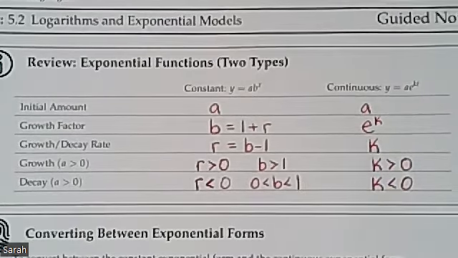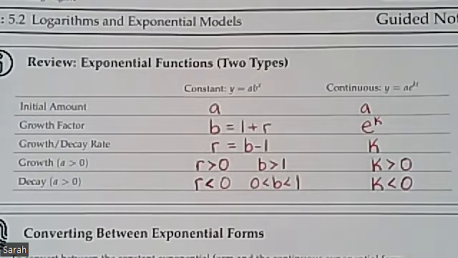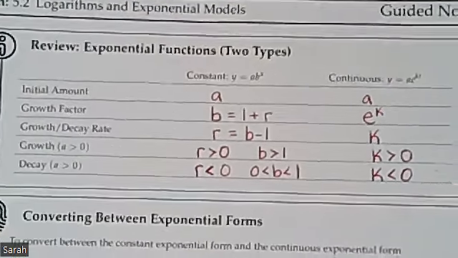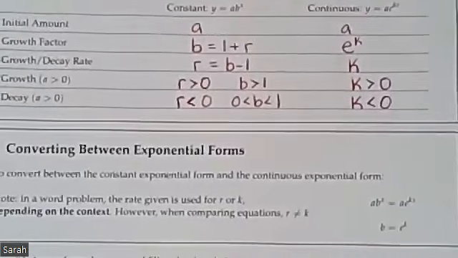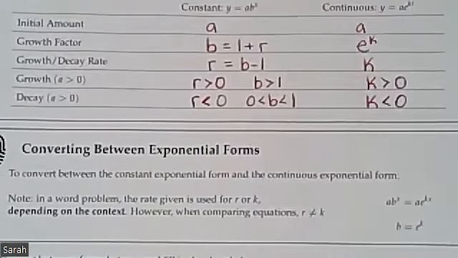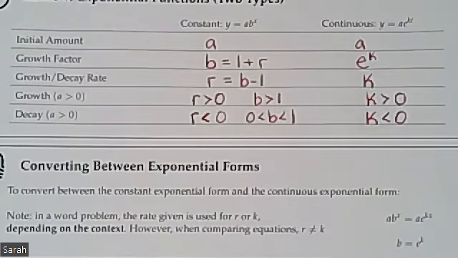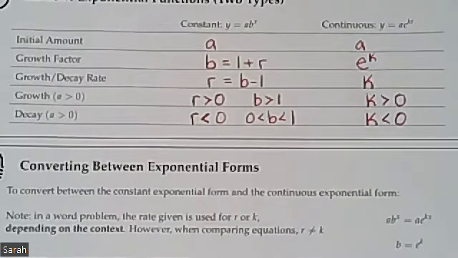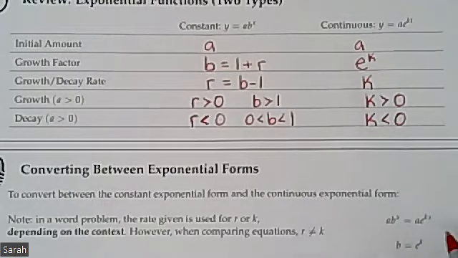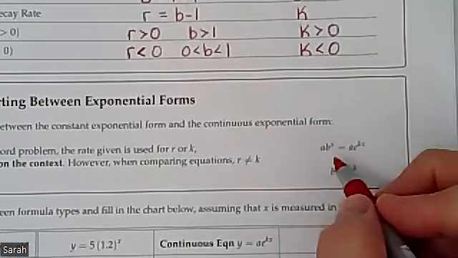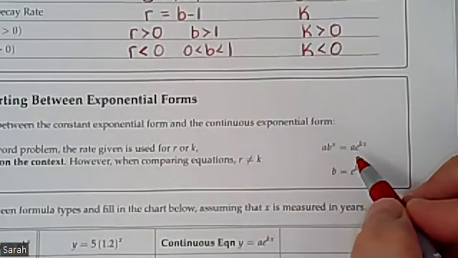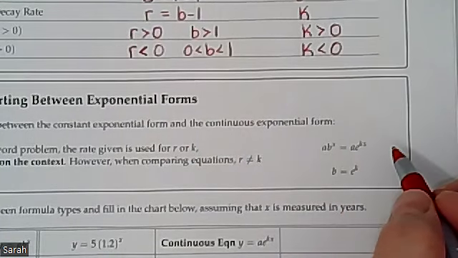All right, so there's kind of a quick review of both of our two exponential functions. And then I want to take a look at how do we convert back and forth between these two. So how do I get from a continuous one to a constant one and vice versa? So to do that, I can actually set these two equations equal to each other. I have ab to the x is equal to ae to the kx.